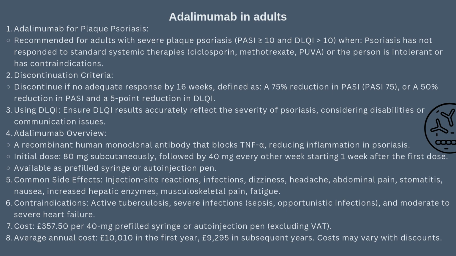Adalimumab in adults. Adalimumab for plaque psoriasis is recommended for adults with severe plaque psoriasis, PASI greater than or equal to 10 and DLQI greater than 10, when psoriasis has not responded to standard systemic therapies, cyclosporin, methotrexate, PUVA, or the person is intolerant or has contraindications.